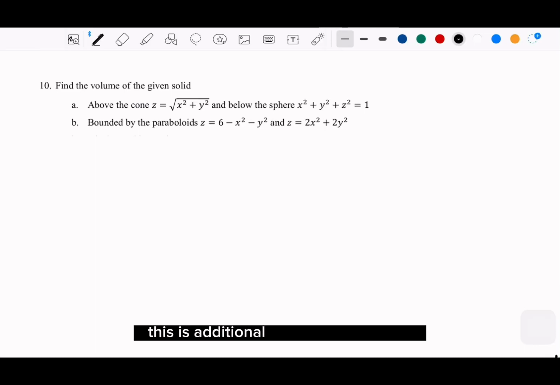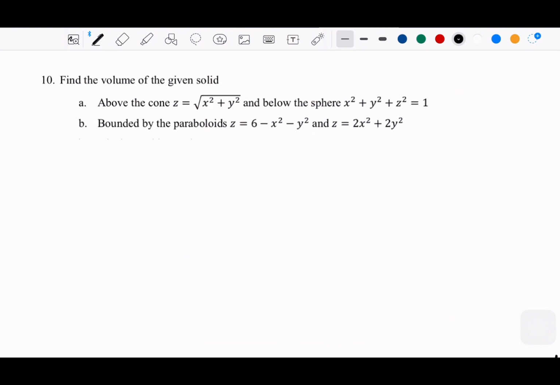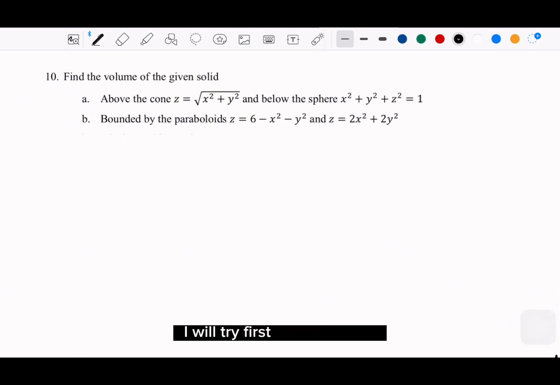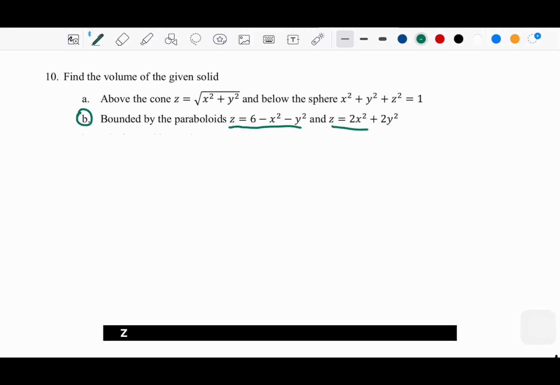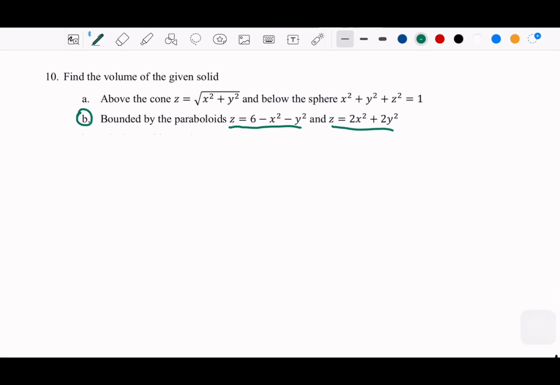Okay, this is additional content for perhaps your finals preparation. I will try first number 10, point B. So we have two paraboloids, z equal 6 minus x squared minus y squared, and then z equal to x squared plus 2y squared. If you want, you can try to draw.